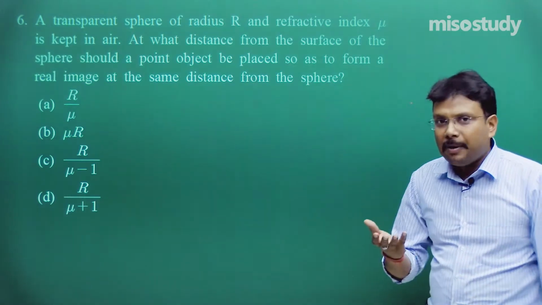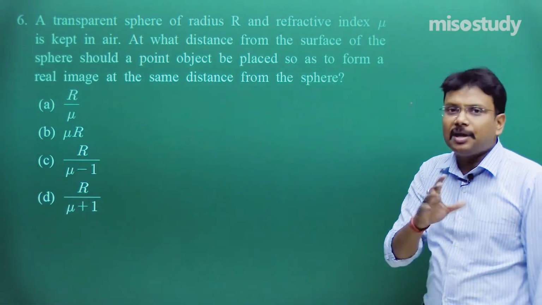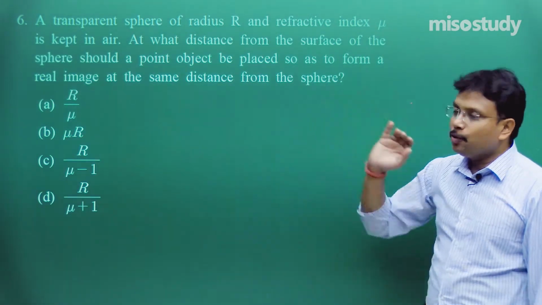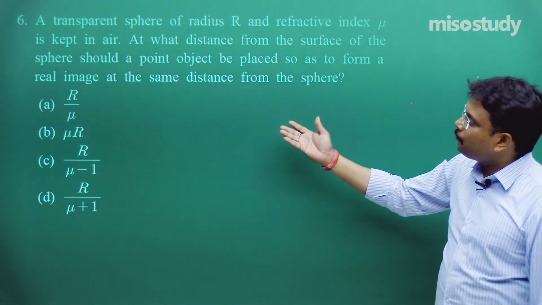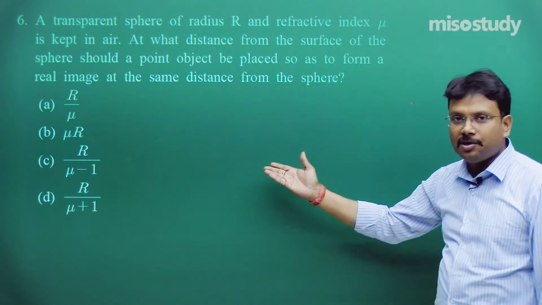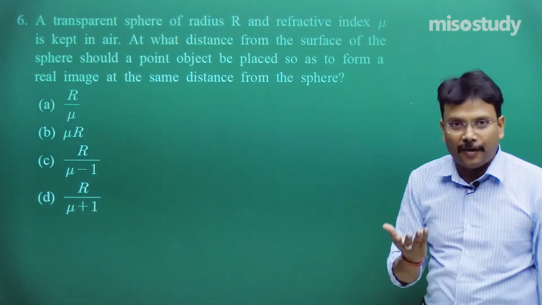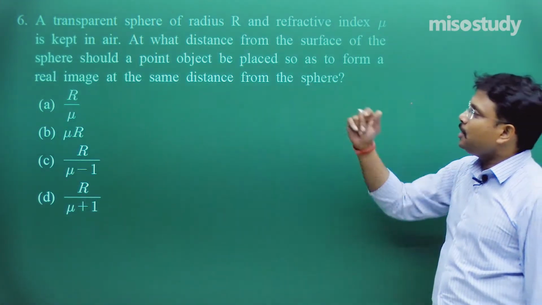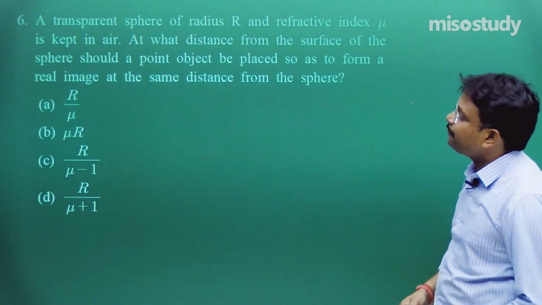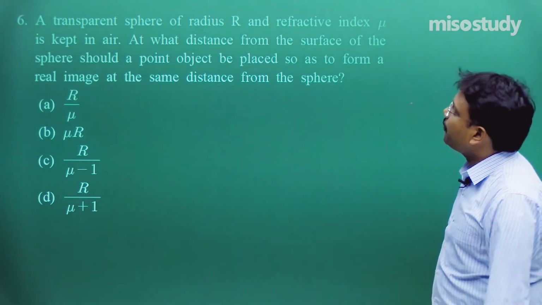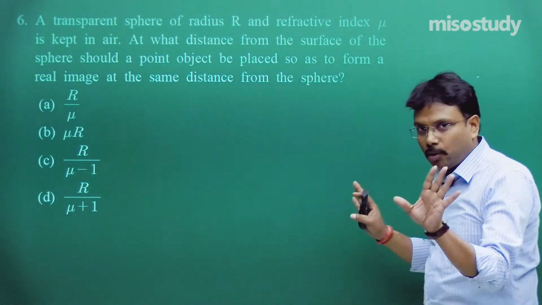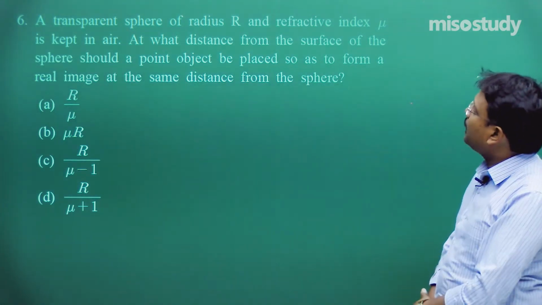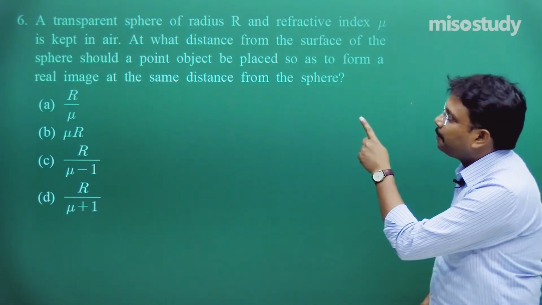So I planned that half of the questions, around 4-5 questions, should be devoted to reflection. Now, very carefully, I picked these very sweet questions from the refraction phenomena. Here is your next, 6th question. A transparent sphere of radius capital R and refractive index mu is kept in air. First I am reading the question, then I will draw the diagram. Don't worry.